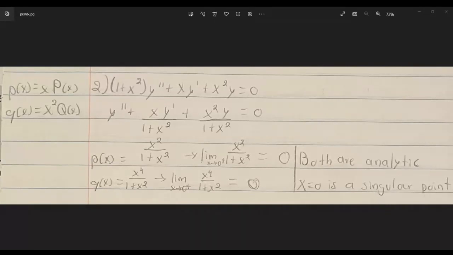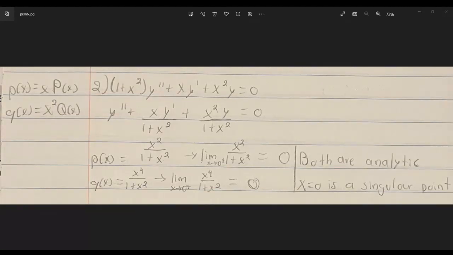Okay. So this question is similar to the last one, where we have to find out whether x equals 0 is an ordinary point, a regular singular point, or an irregular singular point. With that, first of all, I just wrote out the equations: little p of x equals x times big P of x, and little q of x equals x squared times capital Q of x.